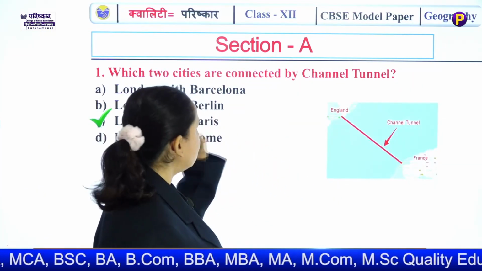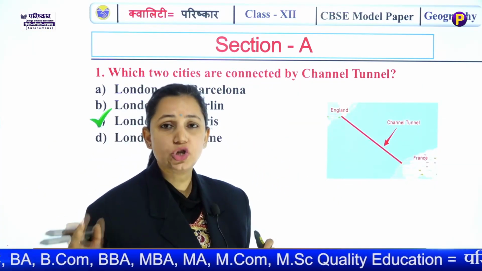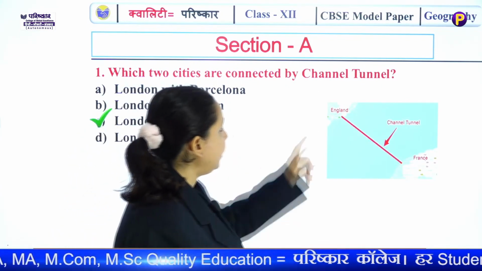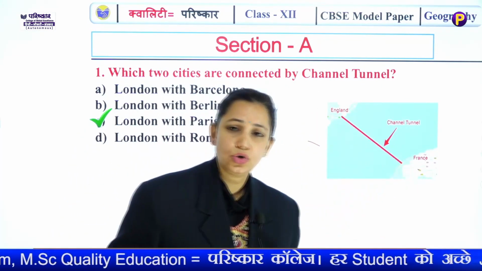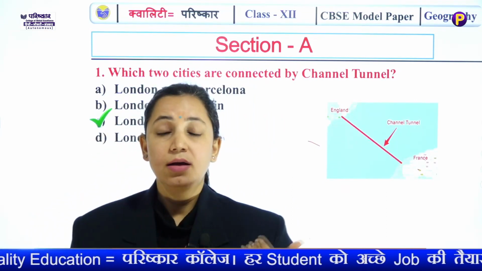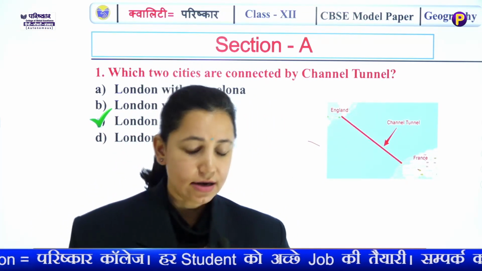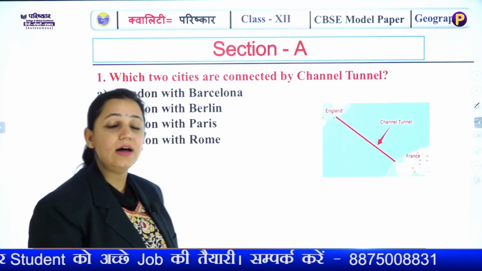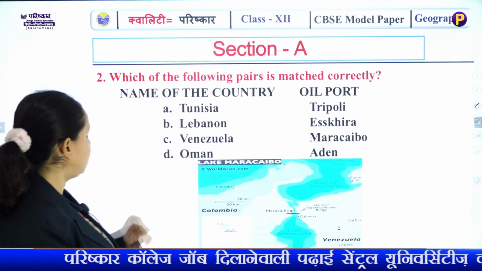The most probable option among all these 4 is C. It is connecting London with Paris. So you should know the important tunnels, rail tunnels and their location on the world map. Now moving further with our second multiple choice question.